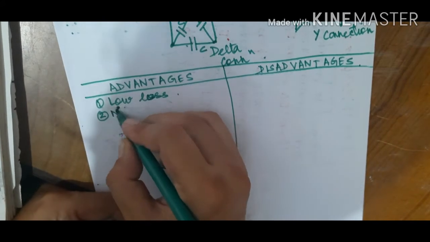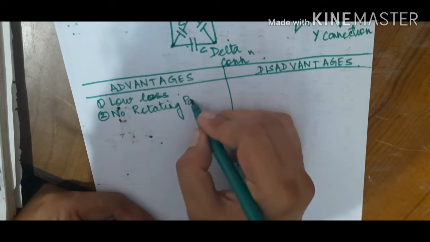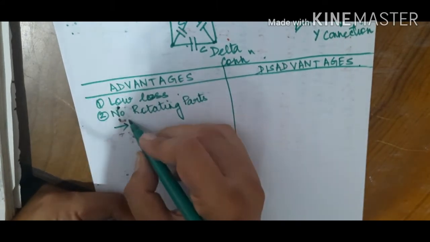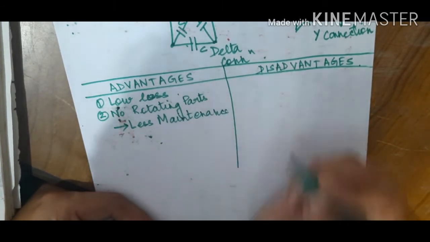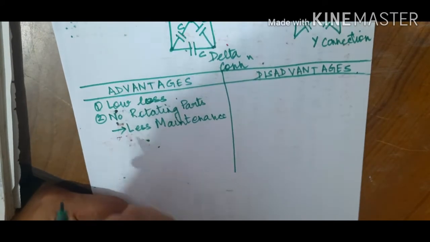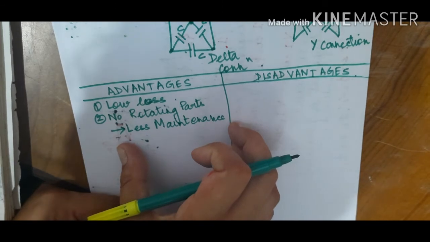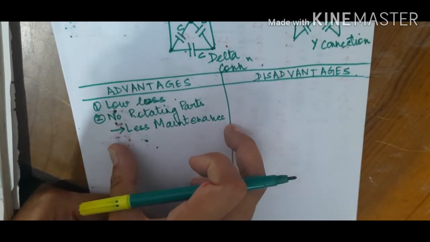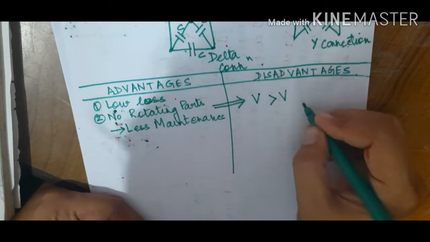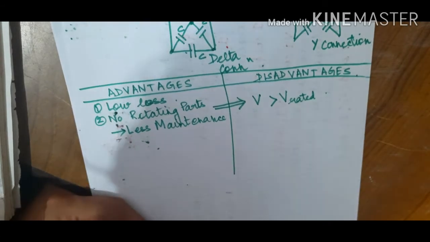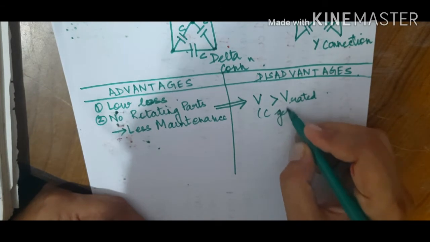Second one is no rotating parts. When there are no rotating parts, that means there is very little maintenance. But once it is destroyed, say for example once it gets damaged, how can your capacitor be damaged? It can be damaged when the applied voltage is greater than the rated voltage. When you do this, your capacitor gets damaged.